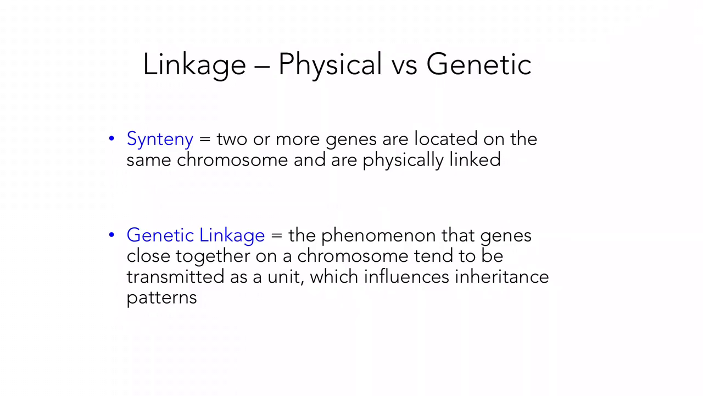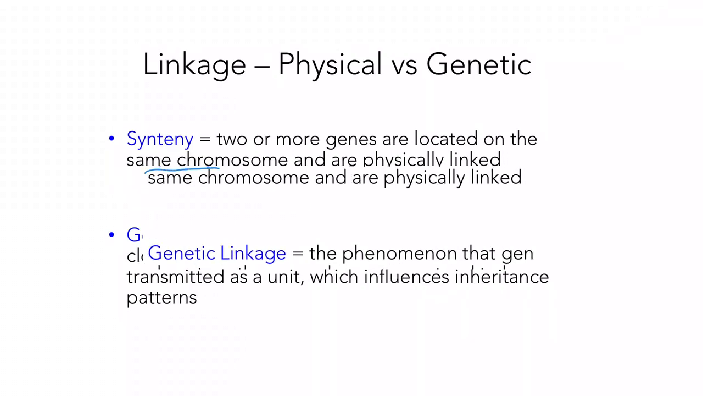So there's two terms that I want to point out here, and that's synteny, and that's the concept where two or more genes are located on the same chromosome and are physically linked. So they're linked by being present on the same chromosome. Now, genetic linkage is a little bit different in the sense that in this situation, the genes are so close together on that chromosome that they tend to be transmitted as a unit. Now, that then can violate our assumptions regarding independent assortment and the probability of seeing certain phenotypes in organisms or offspring.